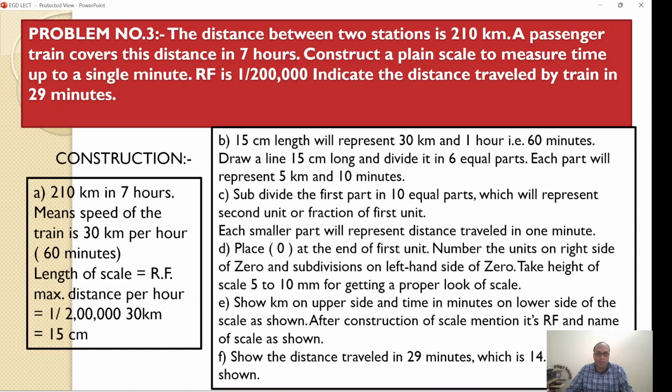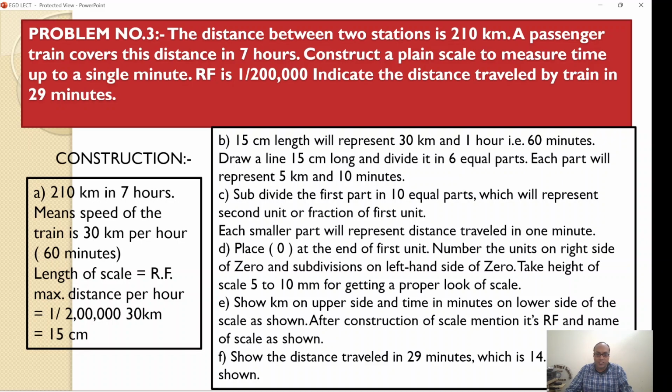This problem is slightly different from the other ones. Let us see how to solve this. First of all, in this particular problem we have to find out the speed of the train. Distance is given as 210 km. In how much time does it cover this distance? In 7 hours. So what we have to do is, first find the speed of the train.